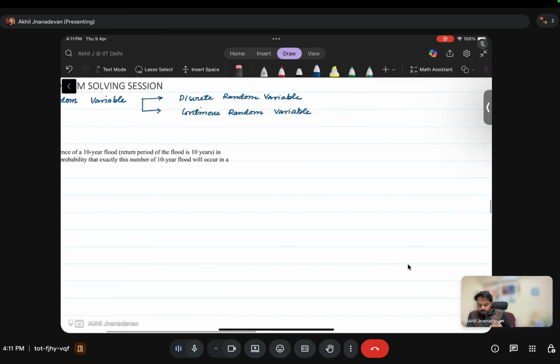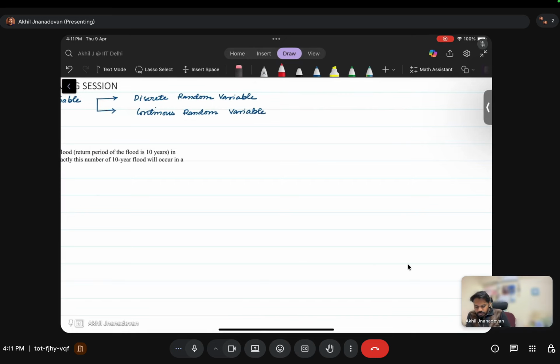For the discrete random variable, the probability distribution corresponding to it is called the PMF, or probability mass function. And for continuous random variables, the probability distribution corresponding to that is called the PDF, or probability density function.